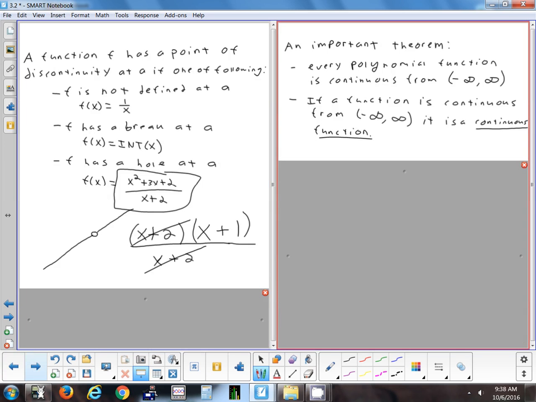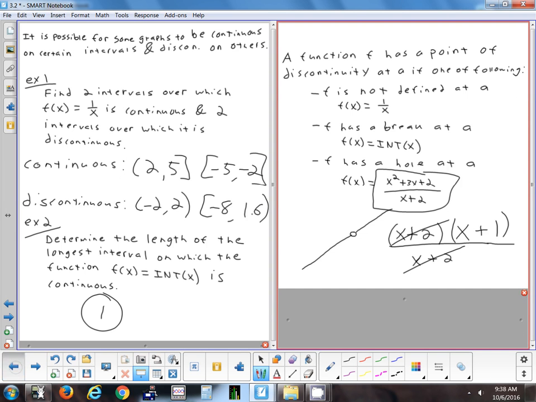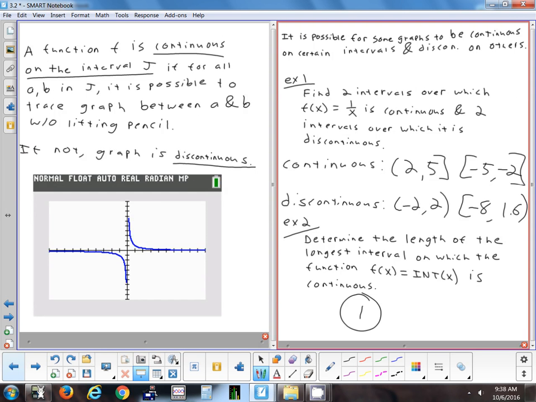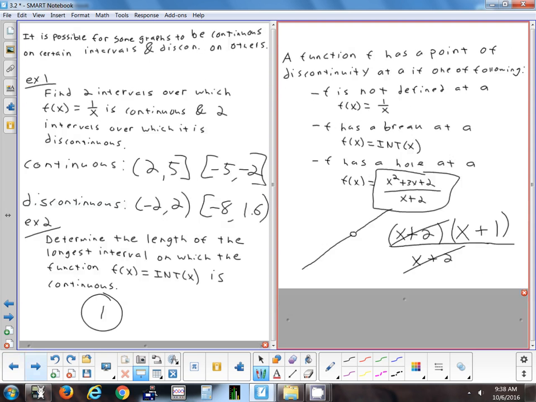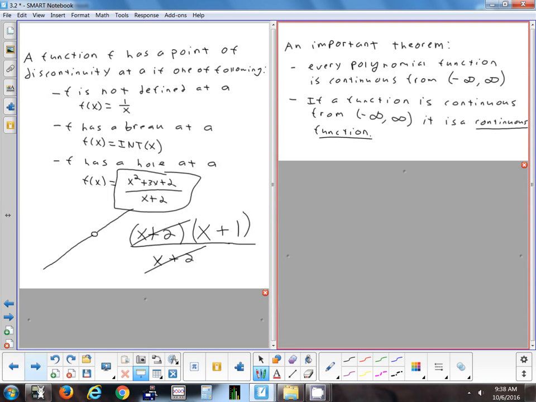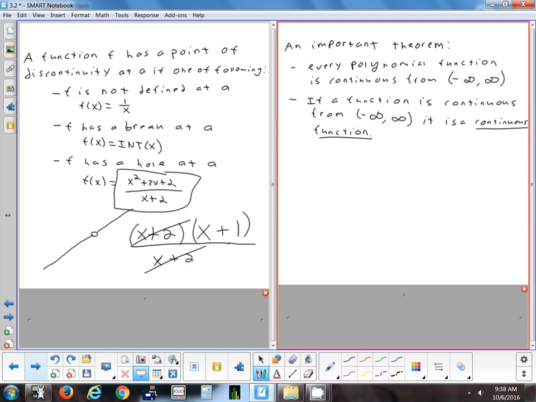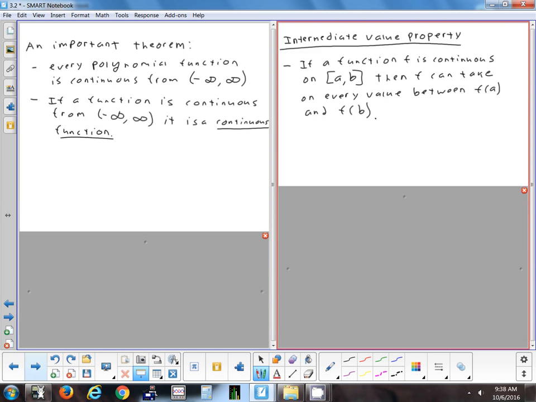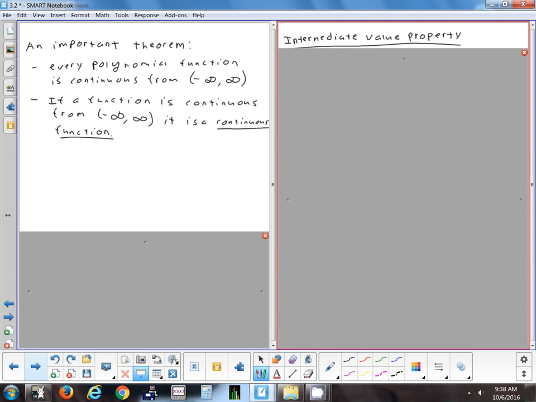If you have a function that is always continuous, okay, not just continuous on maybe certain intervals, but it's continuous on every single possible interval you could ever give me, that's called a continuous function. This one is not a continuous function. It's continuous in some spots, but it is not continuous on every single value from negative infinity to infinity. Okay, so any question on the idea of continuity?